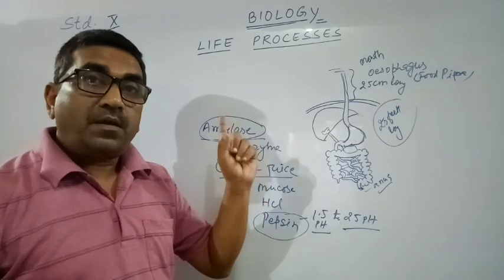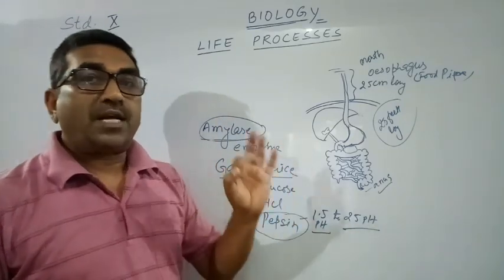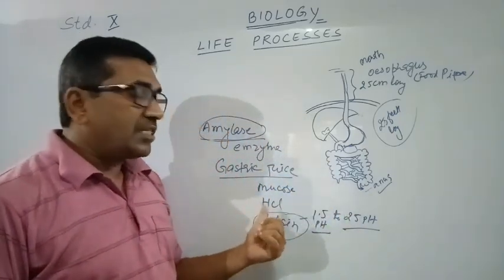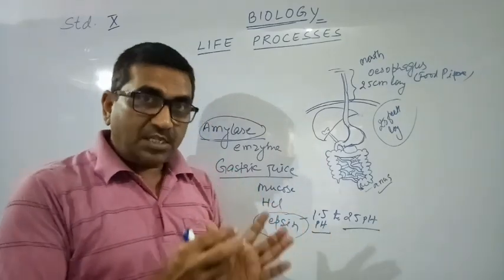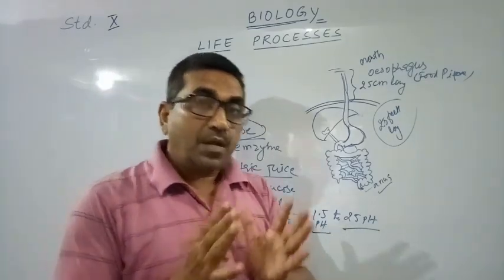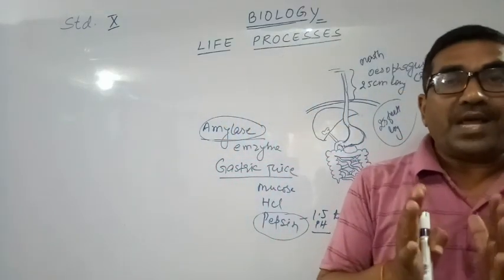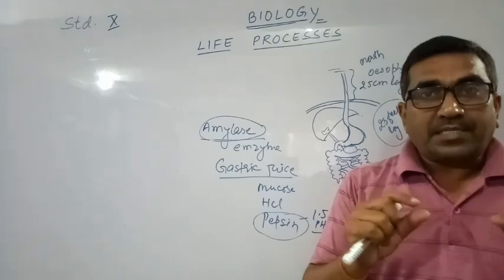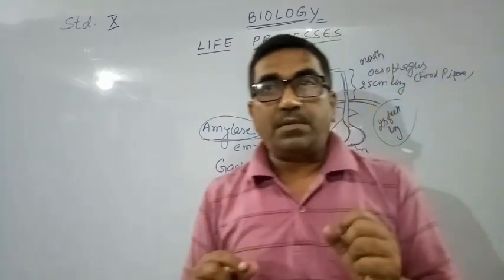In the mouth, the digestion of what started? In the mouth, we have read that the digestion of carbohydrate has started, and in the stomach the digestion of protein has started. Pepsin converts the protein into small amino acid groups. The long chain of amino acids has been broken down.